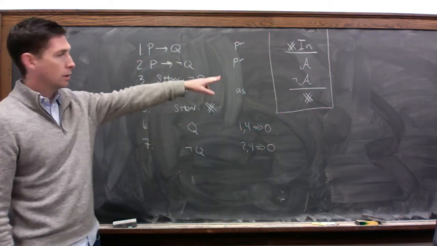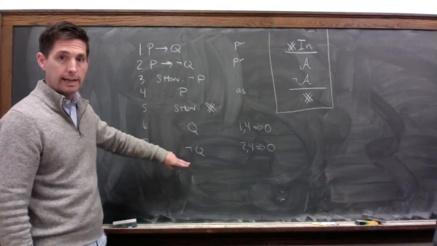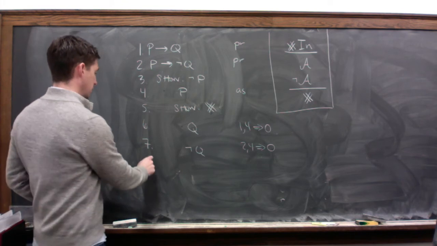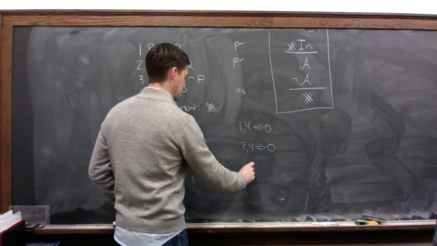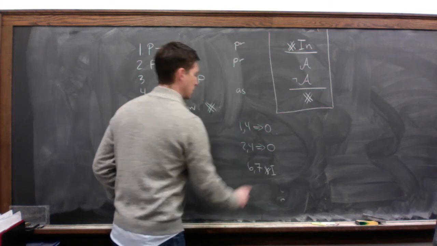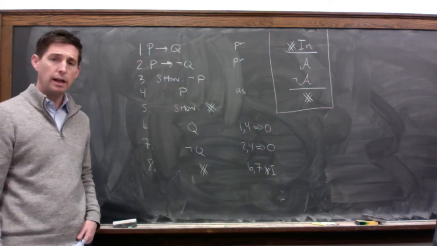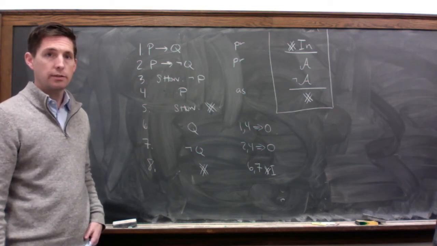But now we appeal to our contradiction in rule. We've got a formula, in this case Q, and its negation, not Q. So contradiction in says you can write down that little x. That comes from 6 and 7 by contradiction in. And now we've essentially finished our proof. We've essentially finished our derivation.